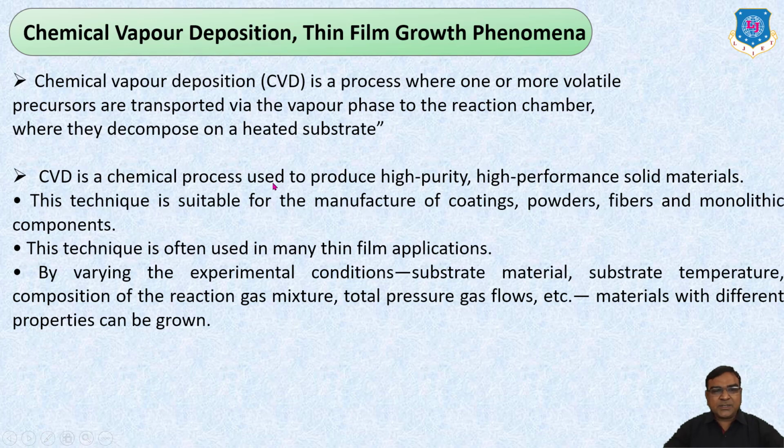CVD is a chemical process used to produce high purity, high performance solid materials. This technique is suitable for the manufacture of coatings, powders, fibers, and monolithic components. This technique is often used in many thin film applications. By varying the experimental conditions, substrate material, substrate temperature, composition of the reaction gas mixture, total pressure, gas flows, etc., materials with different properties can be grown.